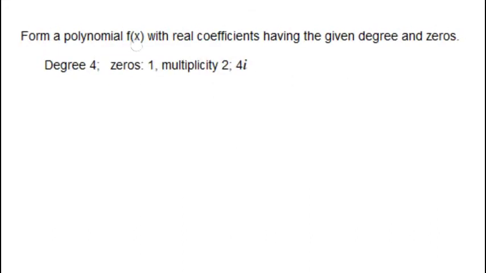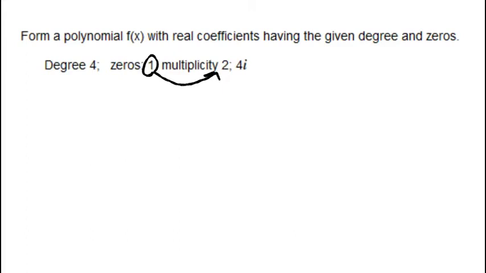Form a polynomial function with real coefficients having the given degree and given zeros. The degree is 4, and the zeros are 1 with multiplicity 2 and 4i. So we notice that we have a polynomial of degree 4, and the fundamental theorem of algebra tells us that we have at most 4 zeros. So we have a zero of 1, and it's stated that it has a multiplicity of 2.